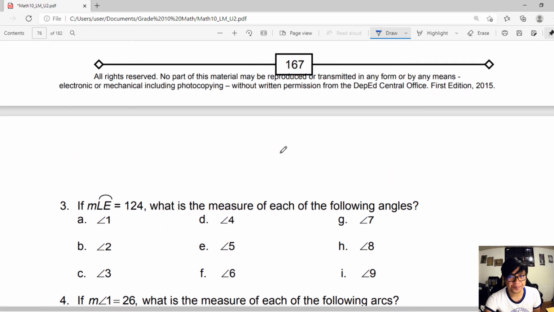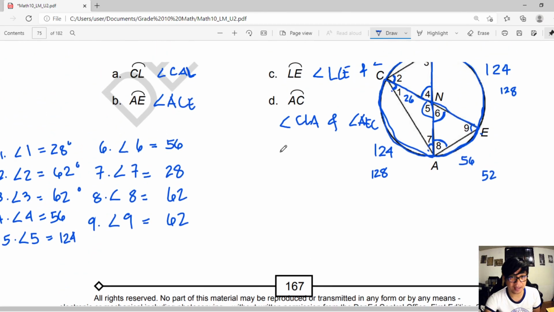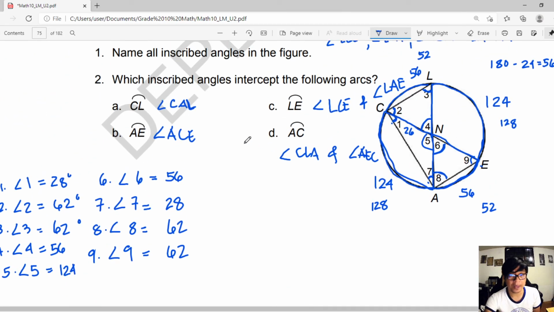Okay, so we are done answering the activity. And I hope meron kayong nakuhang mga information, idea about the inscribed angle. And of course, may konting review tayo sa central angle. Just remember that the measure of the inscribed angle is 1/2 the measure of its intercepted arc, or the measure of its intercepted arc is twice the measure of the inscribed angle. Pag sa central angle naman, walang problema, equal yung kanilang measure.